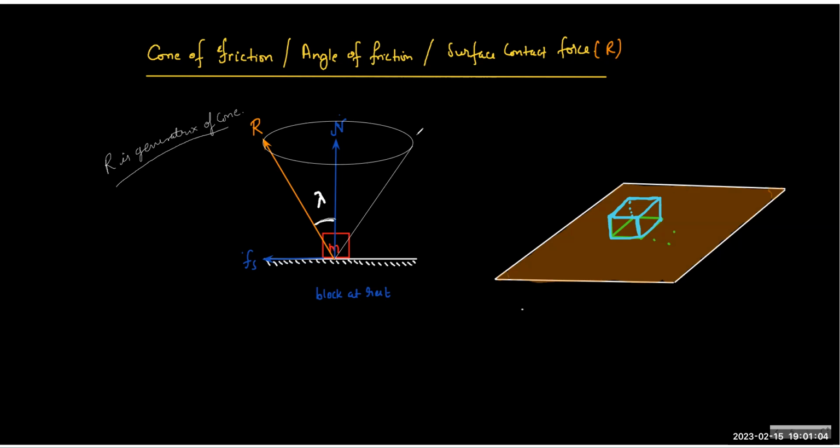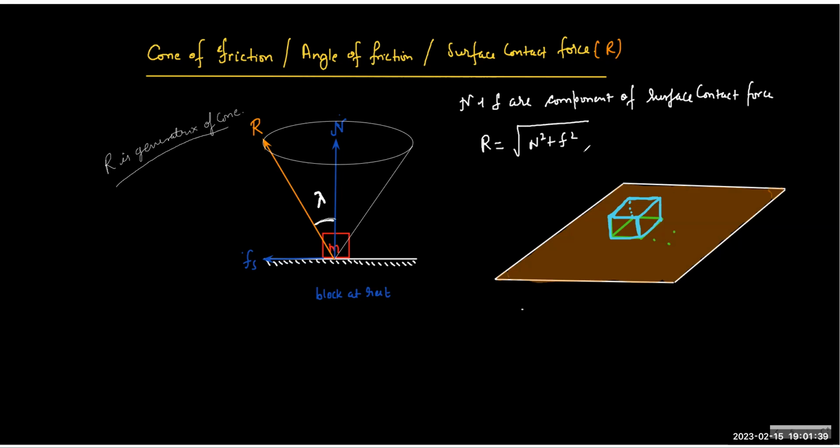R is the surface contact force. So normal and Fs are basically components of surface contact force. So N and F are components of surface contact force. So what is the magnitude of R in general? So R is always under root of N square plus F square.